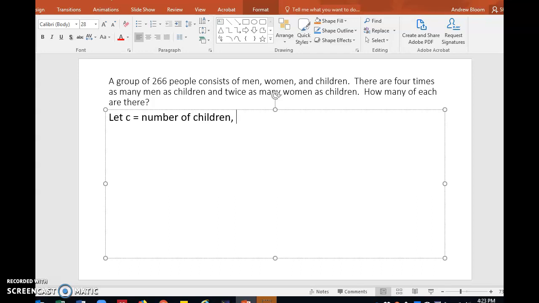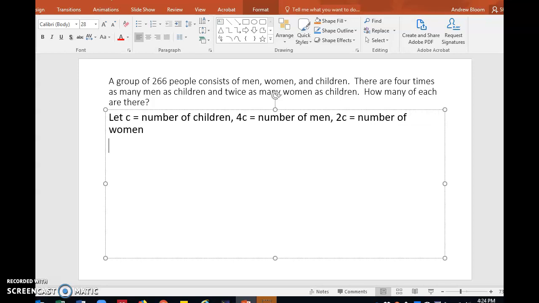And then I can use the relationship that there is between men and children and between women and children to define the number of men and women. So I'm told that there are 4 times as many men as children. Well, that means if there are C children, then there are 4C men. And twice as many women as children means that there are 2C women.